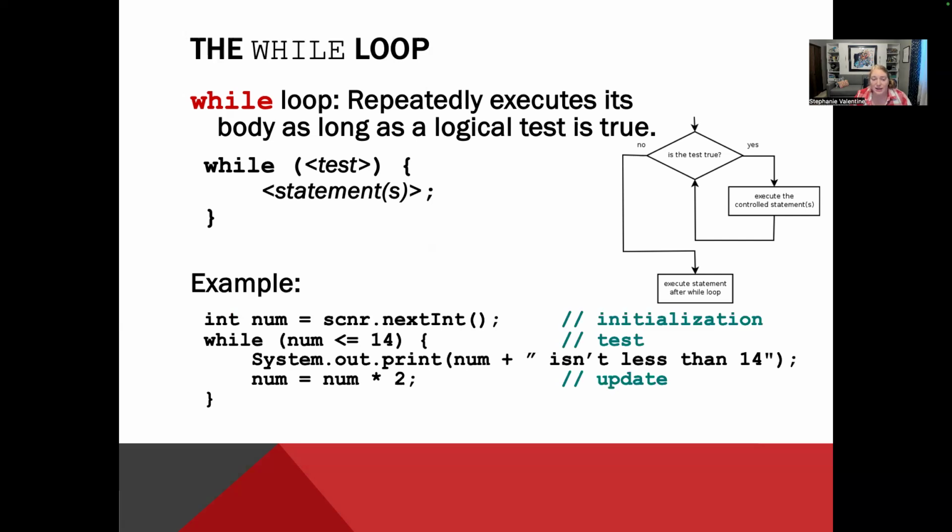So here is an example. We're getting the number, a num, from the user. So we're just getting a next int there. And we say, while that number is less than or equal to 14, we're going to say, hey, this num isn't less than 14 yet. And then we're going to multiply it by 2. So we are modifying this num value here. And then we're going to go back up and check if our num is less than or equal to 14.